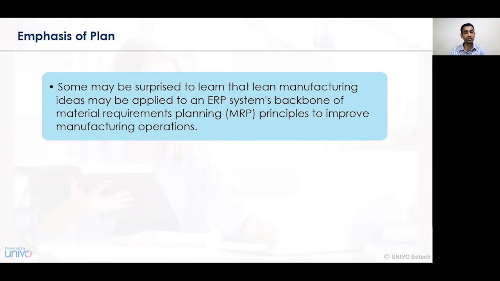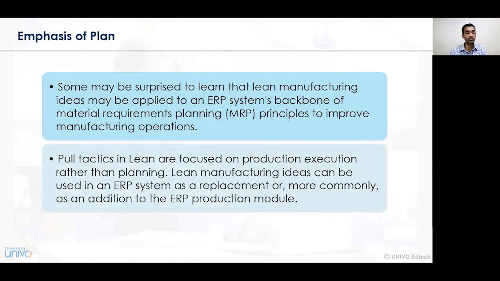So it has an emphasis on developing a system or a scenario in a greater construct. The pull tactics in lean are focused on production execution rather than planning. So the lean manufacturing ideas can be used in an ERP system as a replacement, or more commonly as an addition to the ERP production module. The various pull techniques and all those considerations can be applied in a lean MRP system. On that basis, we can have certain ideas which can implement a replacement, or more commonly an addition, to the ERP module or ERP system.